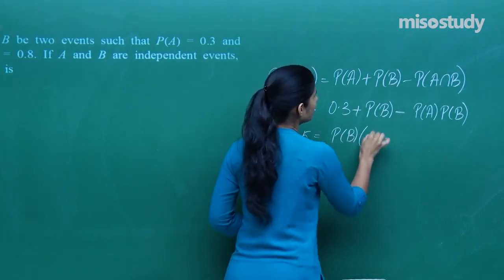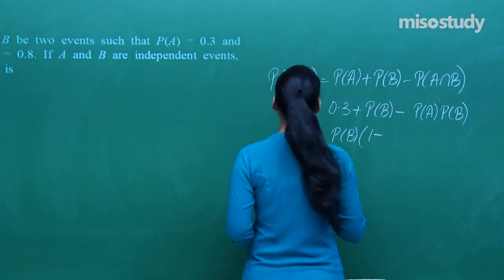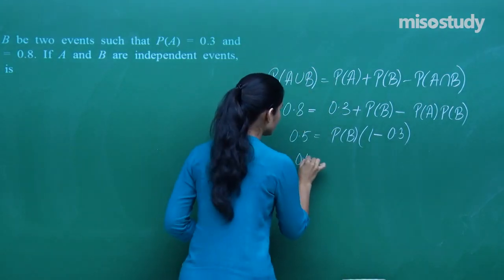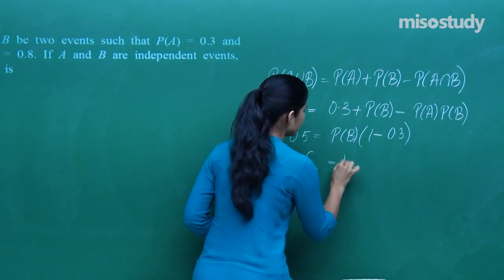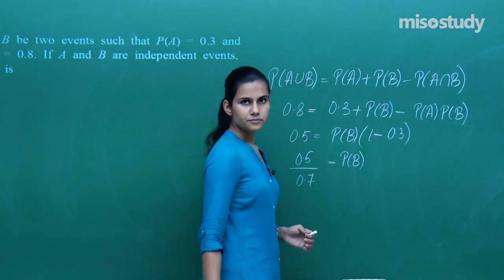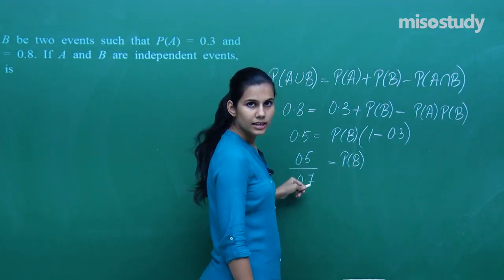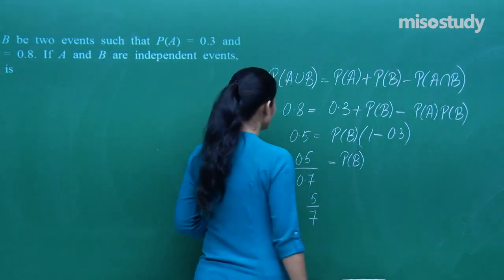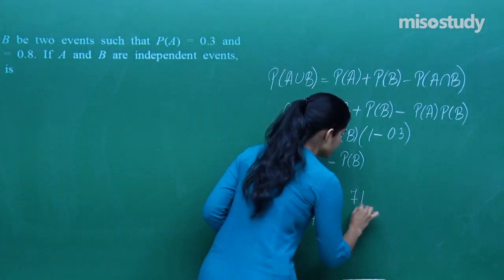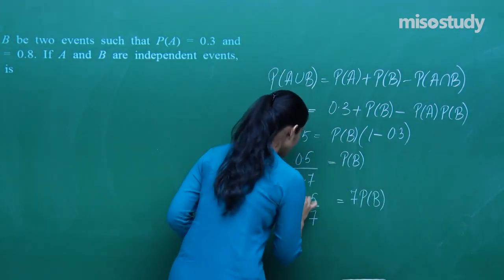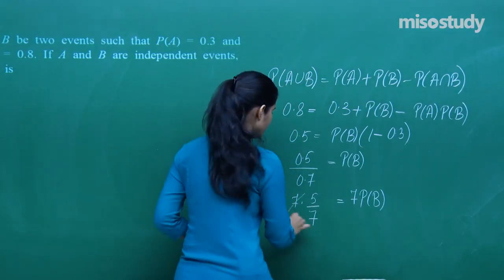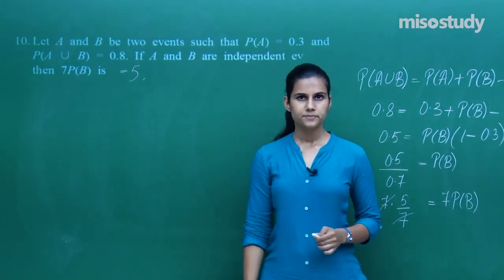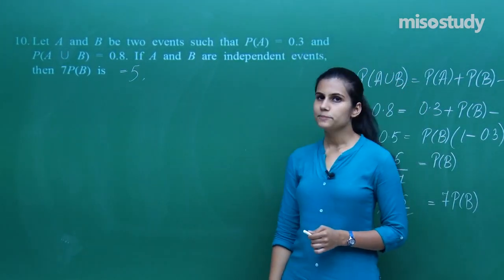Probability of B comes out common. 1 minus probability of A, 1 minus 0.3, which is 0.7. So you get 0.5 upon 0.7 is probability of B. What is this? 5 upon 10. And this is 10 upon 7. So you just get 5 upon 7. You want 7 times probability of B. 7 times probability of B is 7 times 5 upon 7, which eventually gives you the integer 5 as the answer. Clear? That's how we apply all the concepts to tackle the questions.